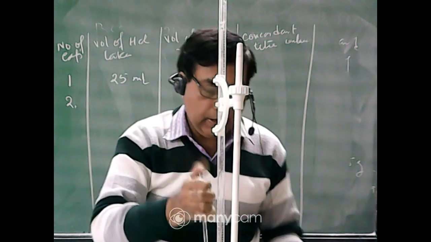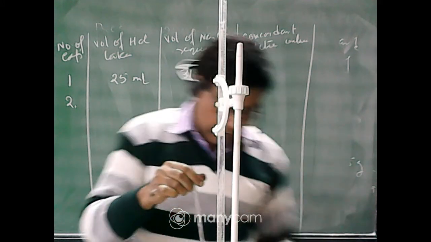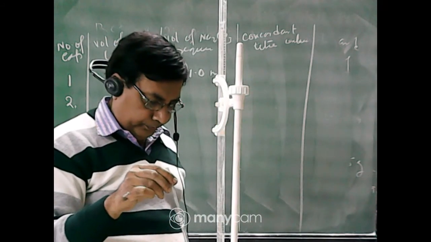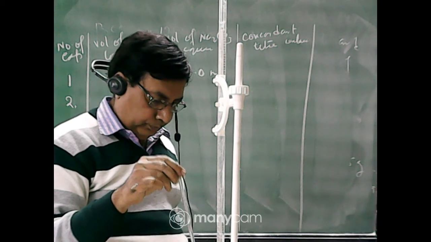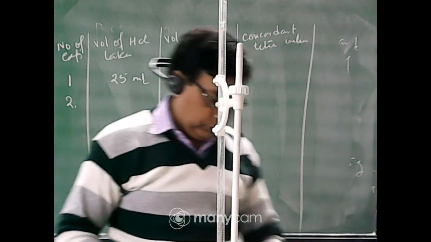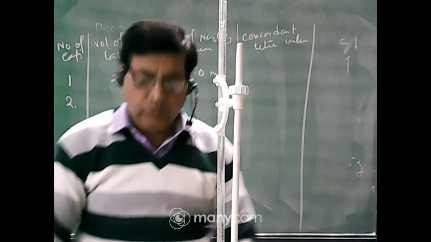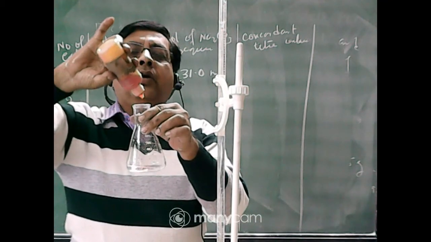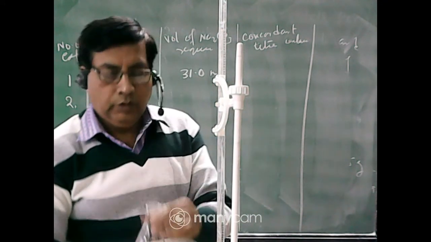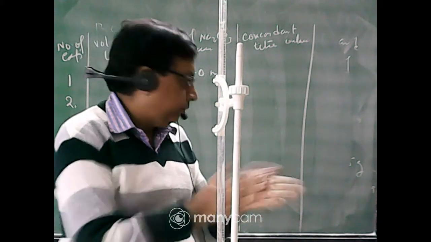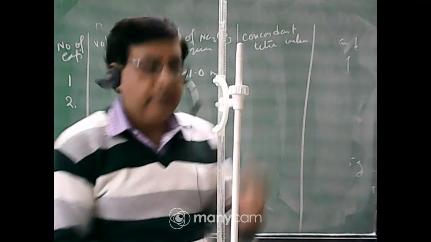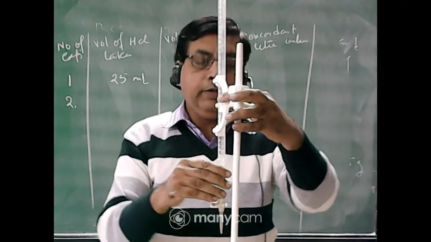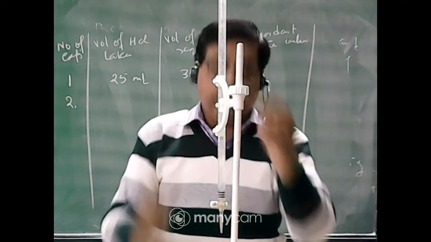Take dilute HCl in the conical flask. Now you add few drops of methyl orange. Okay. Now try to titrate this. Same process. You only repeat the process 4 to 5 times.